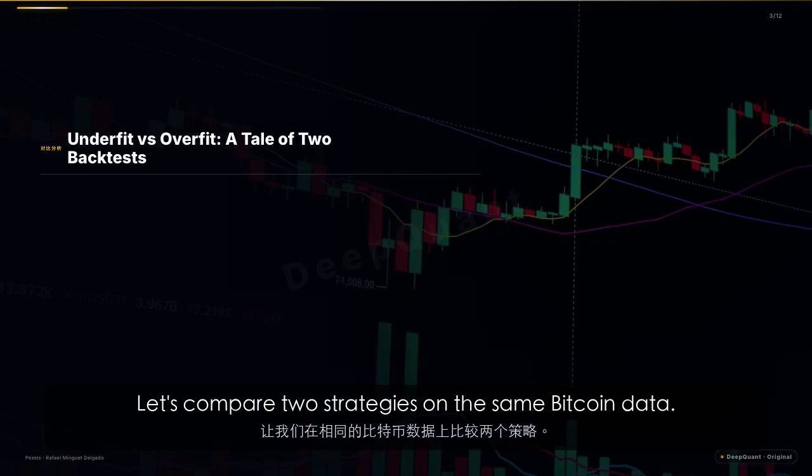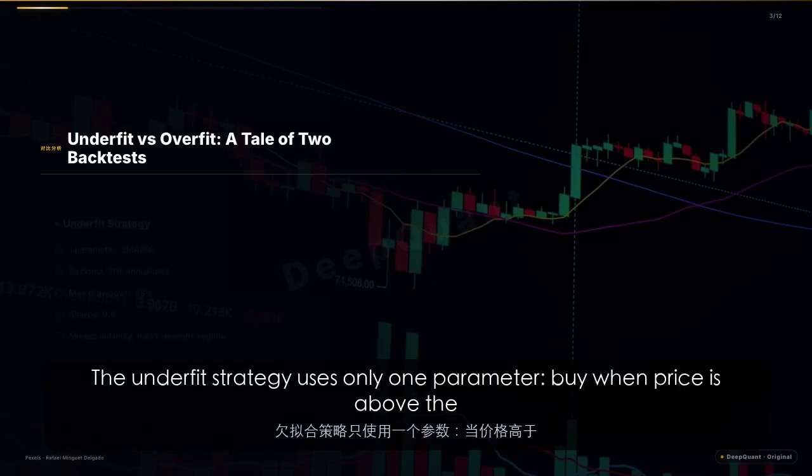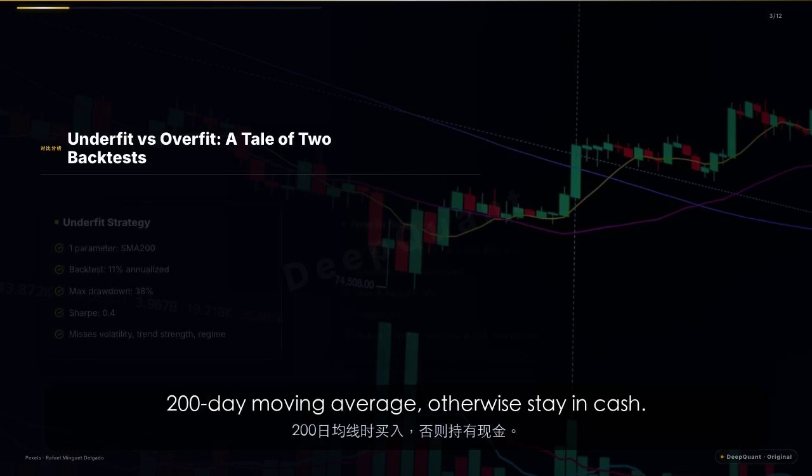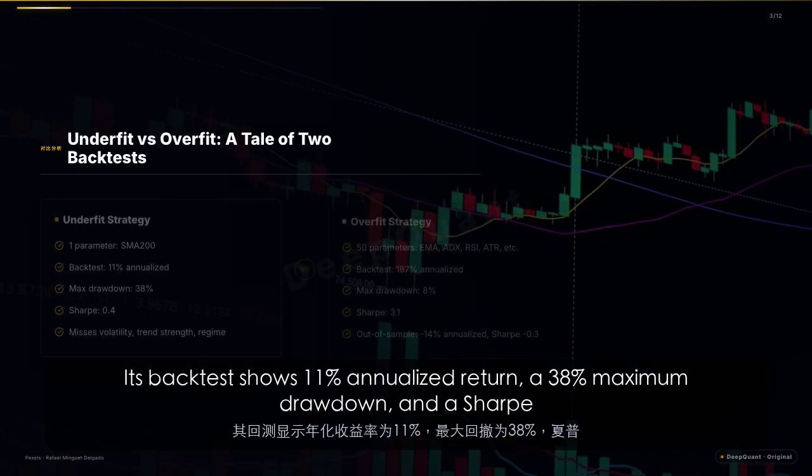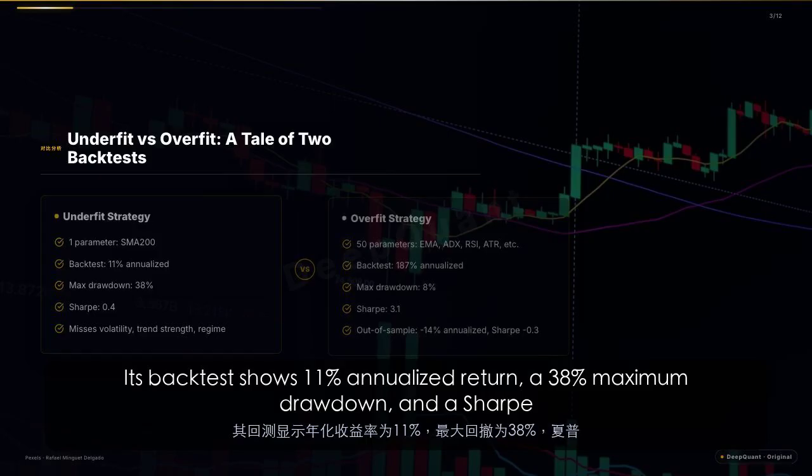Let's compare two strategies on the same Bitcoin data. The Underfit strategy uses only one parameter: buy when price is above the 200-day moving average, otherwise stay in cash. Its backtest shows 11% annualized return, a 38% maximum drawdown, and a Sharpe ratio of 0.4.